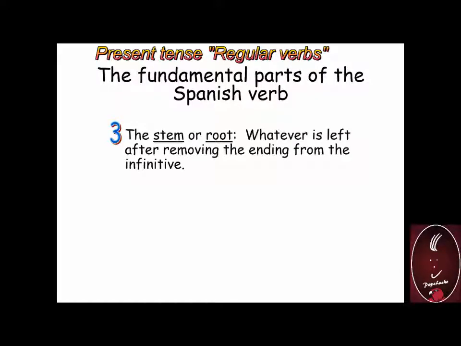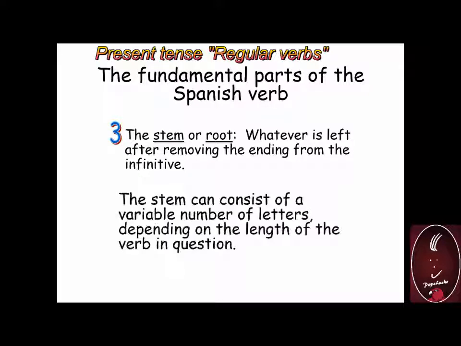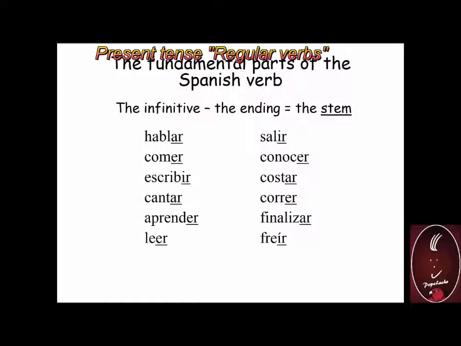And third, the stem or the root. After we drop the ending, whatever is left, that is the stem or the root of the verb. So the infinitive form of the verb minus the ending equals the stem or the root. In this case, this is ready to start the conjugation of the verb.